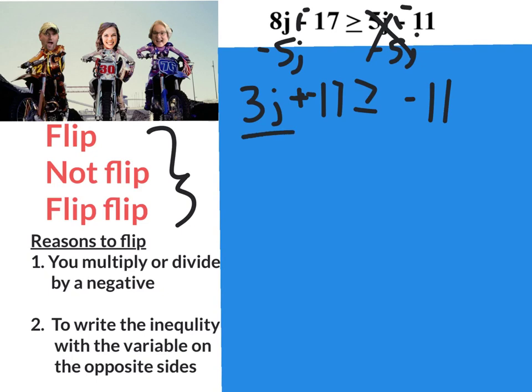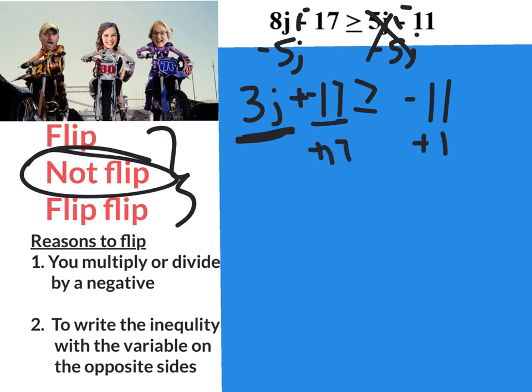I like where the variable's at. I'll be dividing by a positive. This is a not flip. Okay, so I'll solve this with cancellation. They did this, then this. So I'm going to undo that by adding 17 to both sides. Those cancel out. I'm left with 3j is greater than or equal to positive 6.